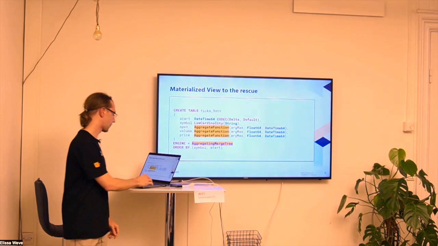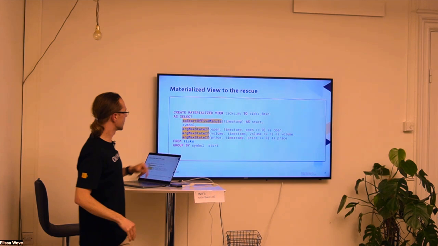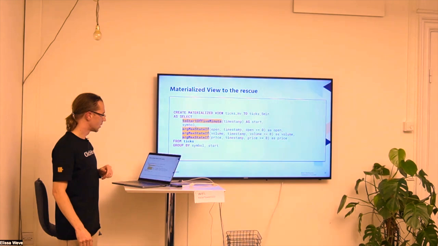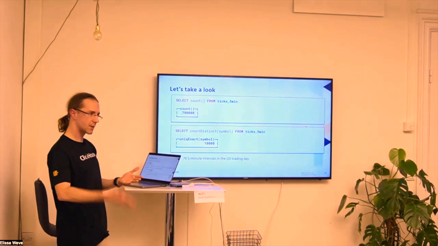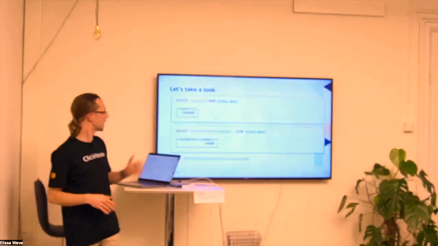And then we create the materialized view itself, right? We write to the ticks 5 minutes table that we just created. And it's basically a select statement. We round to the start of 5 minutes and we store the argMax function state for all of these columns. And when all of it is ingested, it will give us a materialized view that has 790,000 rows, because there's 79 5-minute intervals in the US trading day, and there's 10,000 symbols. So if you do the math, it's 790,000.